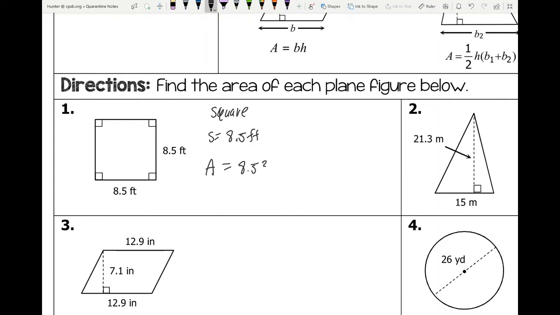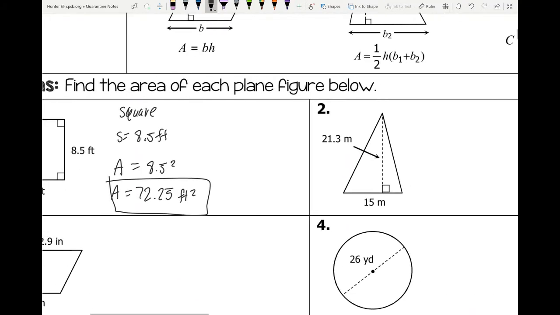That will give me, sorry, I didn't have my calculator out in front of me. 8.5 squared is 72.25 square feet. All right, that's number 1.